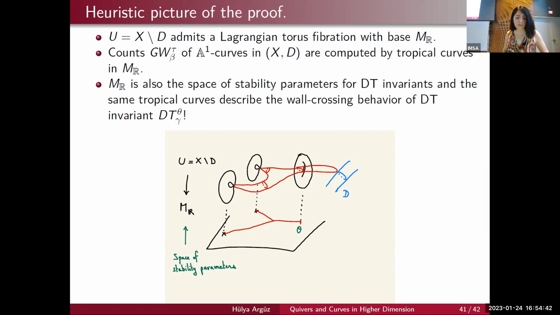And if you look at counts of A1 curves, I try to draw some fibers of the source fibration, and your A1 curve, such that you see a single point, will roughly look like this. They will have some contact borders with some singular fibers.